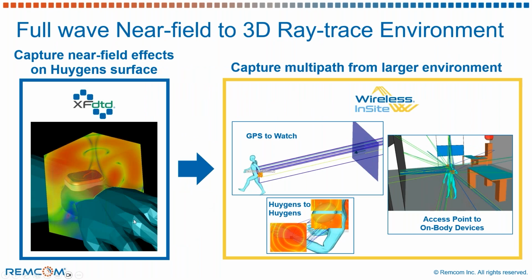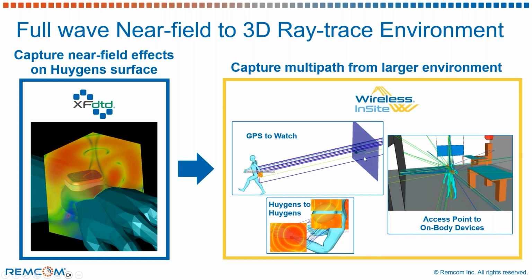Just an illustration of this: XFDTD allows you to capture the near field effects on the Huygens surface. You bring those into Wireless InSite, and you can simulate a much larger environment. Not only do you have the ray tracing capabilities to do that, but it's also going to be much more efficient in terms of the resources you need, as well as being able to be run over different frequencies. Of course, you need to have run your Huygens surface as a multi-frequency if you're doing that.